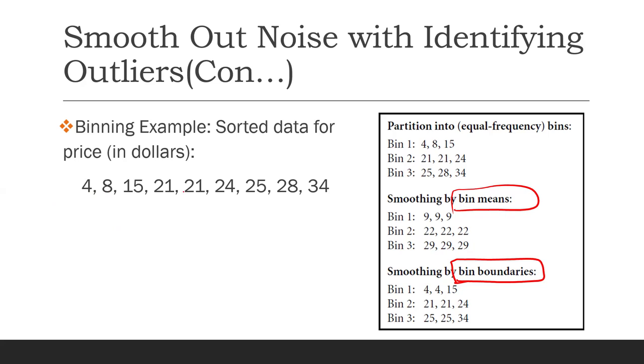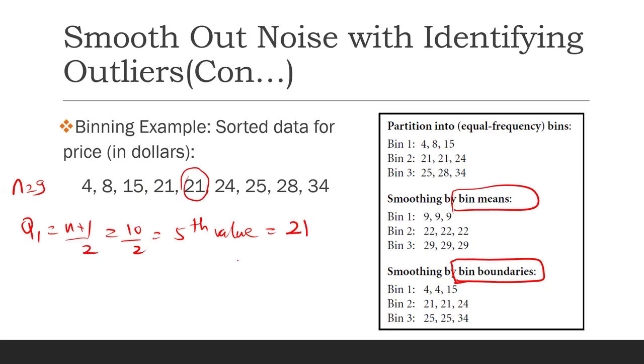You can find out the values 2, 4, 6, 8, 9. So n is equal to 9, 9 data instances are there. Q2 is (n plus 1) divided by 2, so 10 divided by 2 means the fifth value. The fifth value is 21, so 21 is the median.